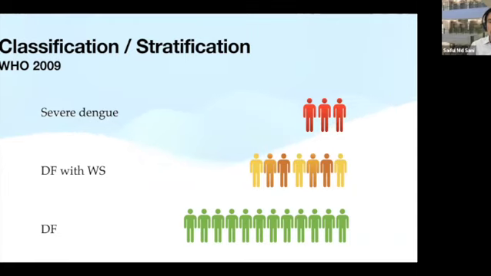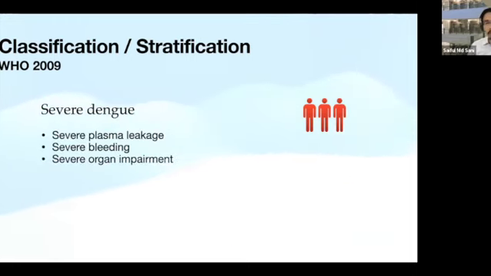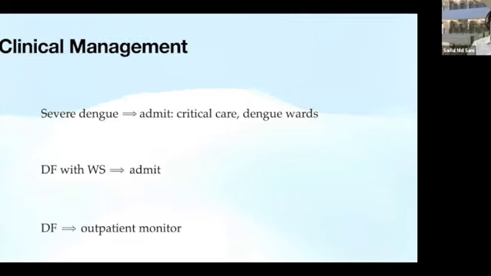Now, this type of classification bodes well to clinical management. One more thing I would like to stress, which people might miss, is that severe dengue is further stratified into 3 tiers: severe plasma leakage, severe bleeding, and severe organ impairment. As I said just now, the classification bodes well with clinical management.